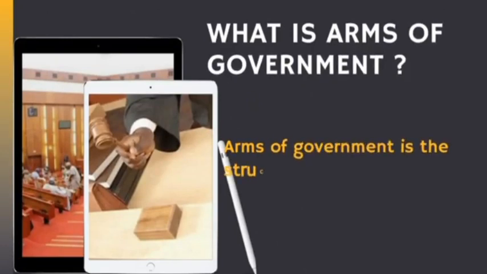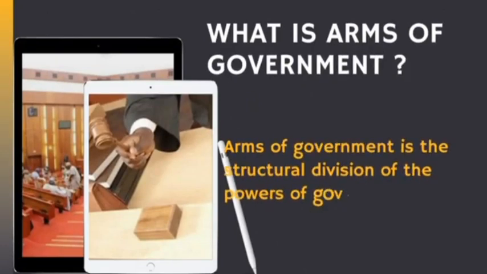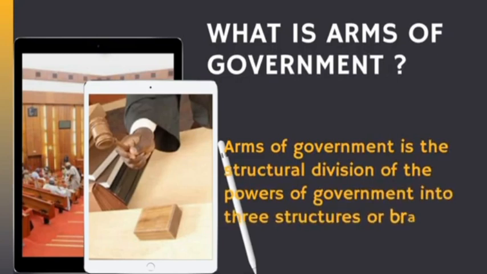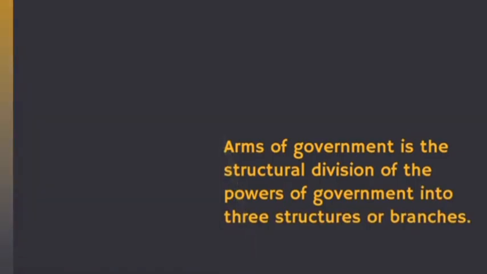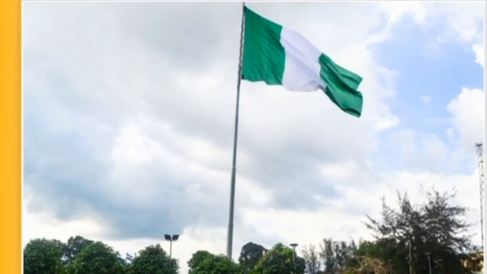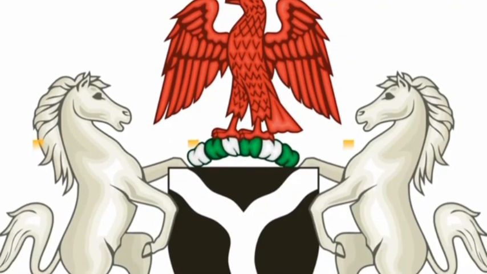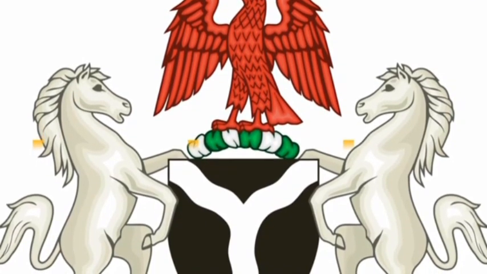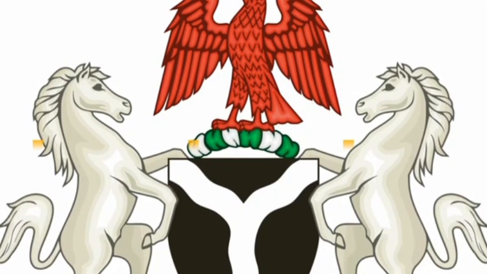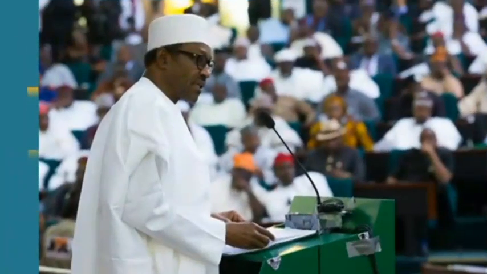Arms of government is the structural division of the powers of government into three branches or structures. It may also be defined as the separation and division of powers of the three organs of government in modern political system. The three of them are the executive, legislature, and the judiciary. The executive arm of government is the organ responsible for policy making and implementation of policies and laws made in the country. So let's see the functions of the executive.